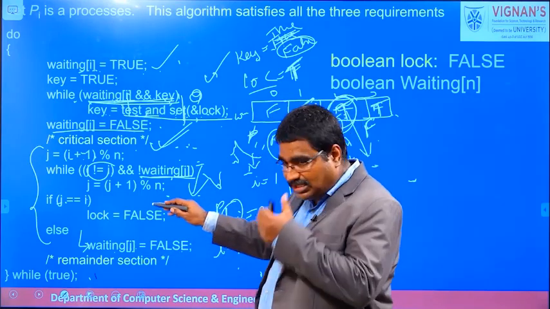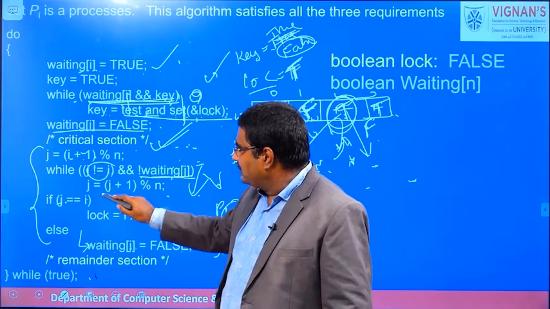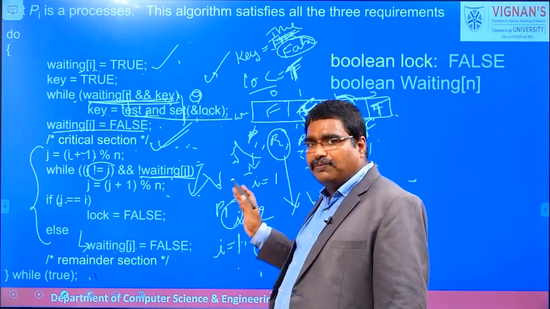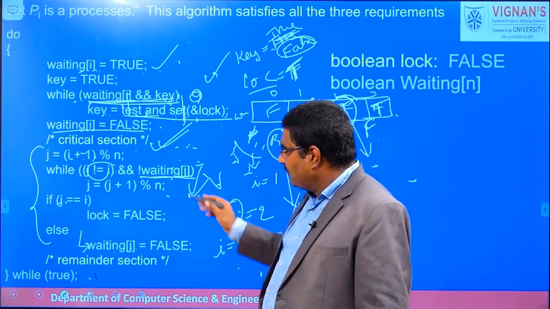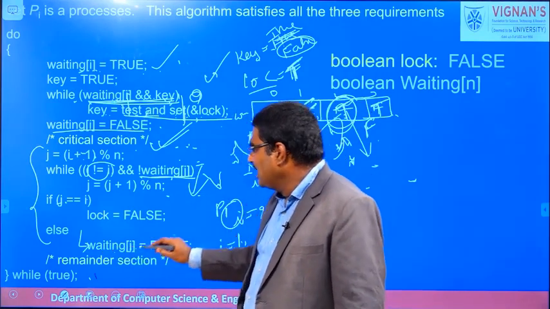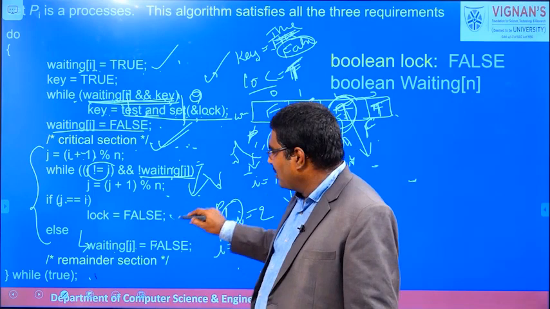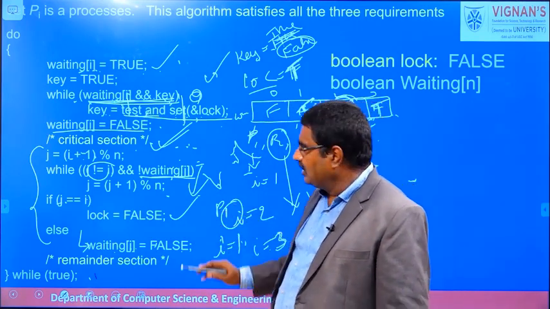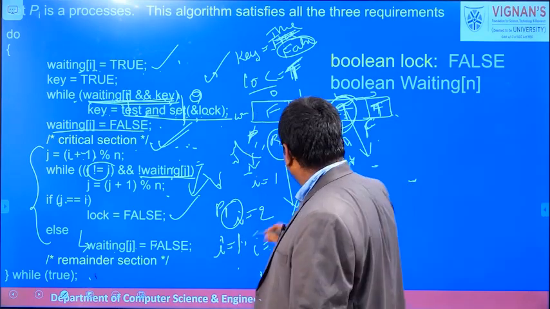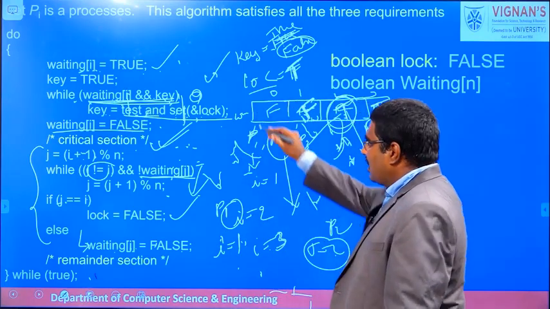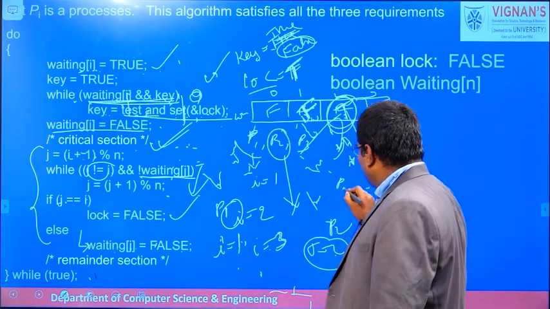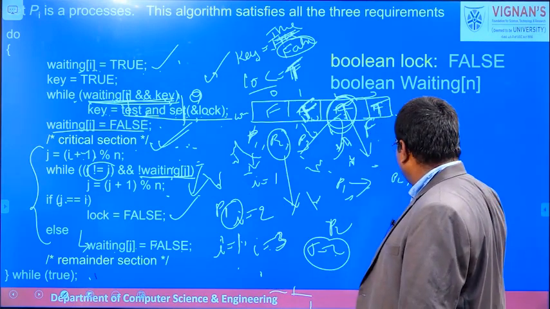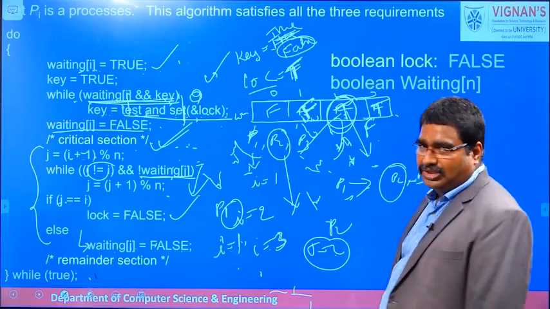If the P2 process is not waiting, again in the while loop j is increased by 1. So it continuously verifies P2, P3, P4, P0 and so on. If no process is waiting, then only the lock is assigned false. Otherwise one of the waiting processes is allowed to enter into the critical section. So based on this algorithm, if P1 completed the critical section execution and P2 and P3 are waiting, P2 is allowed to enter into the critical section.